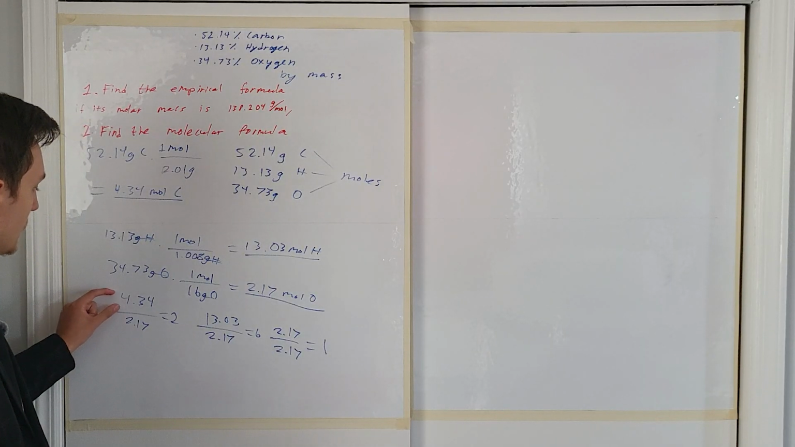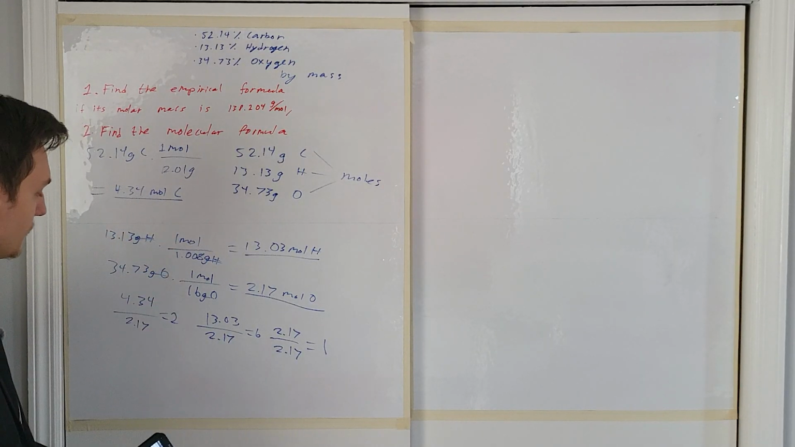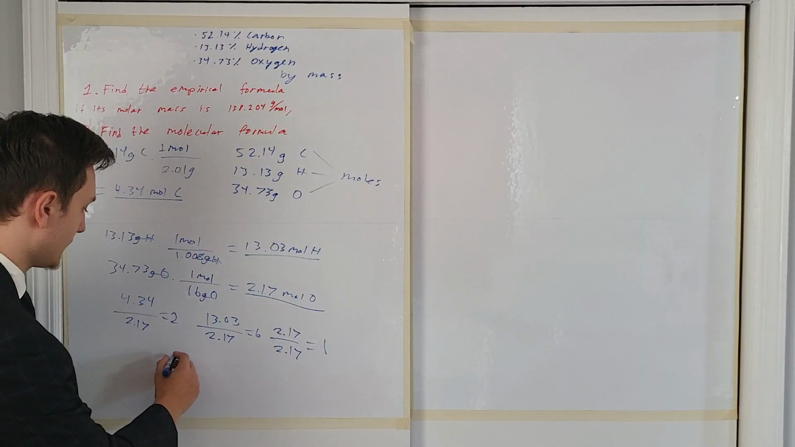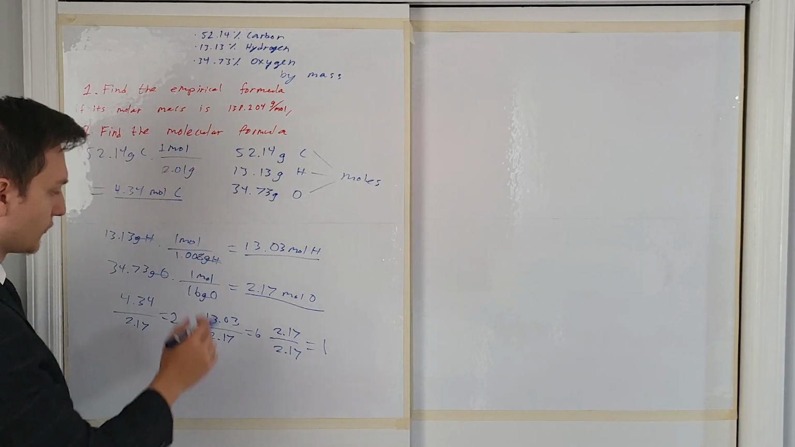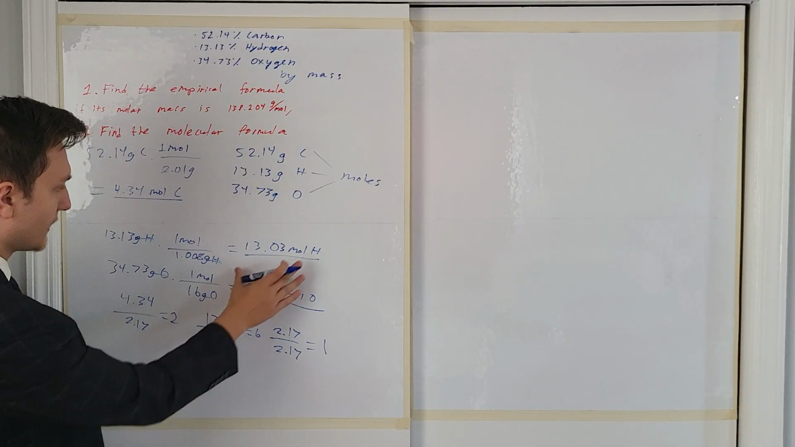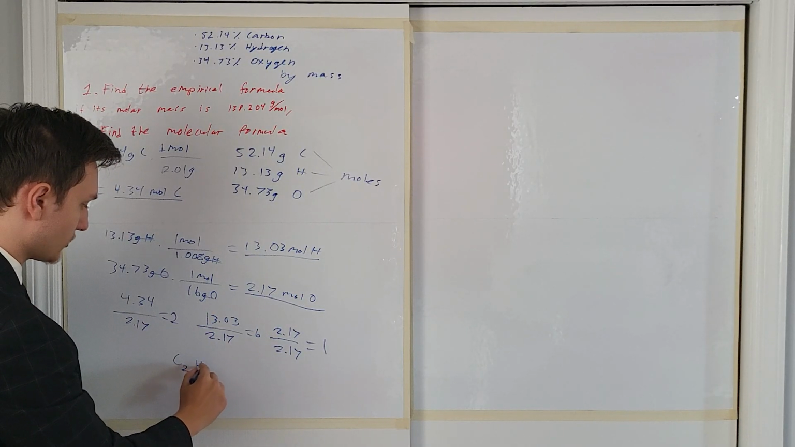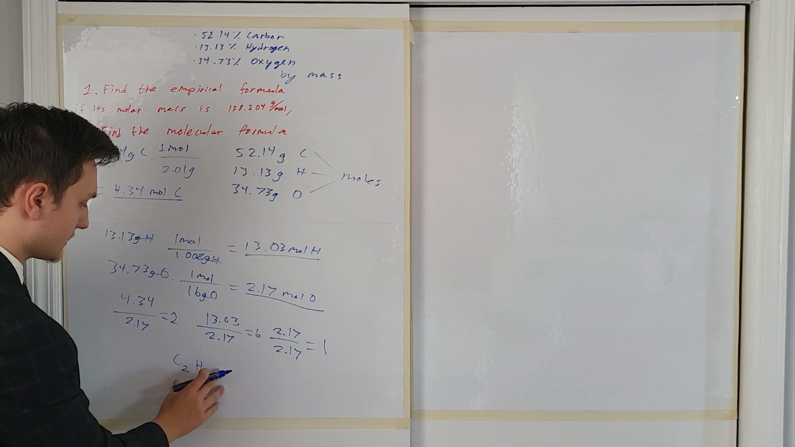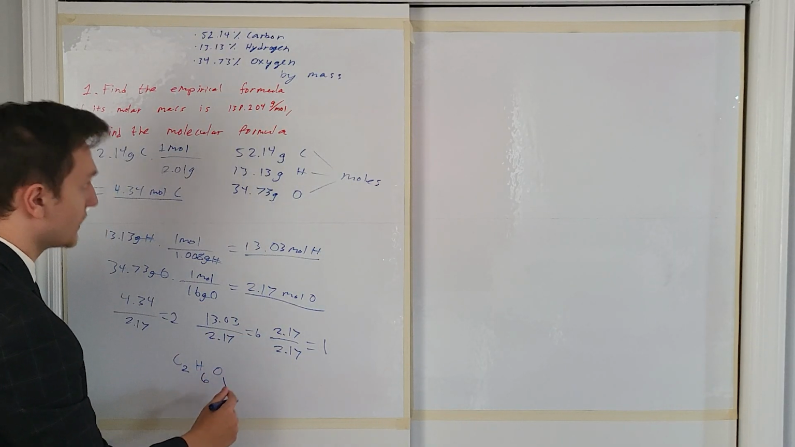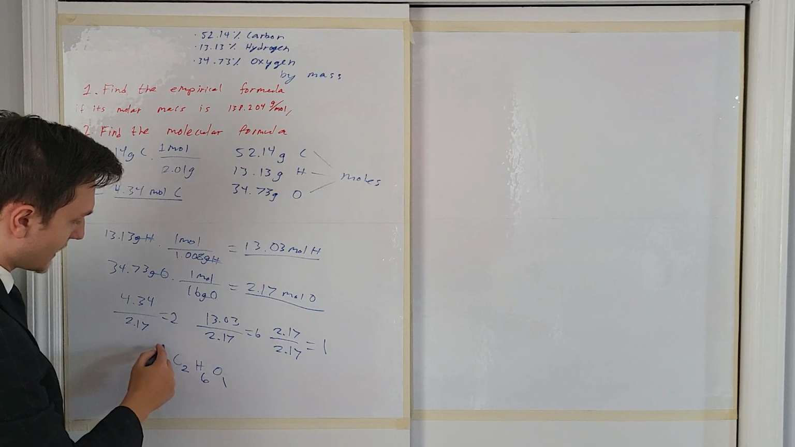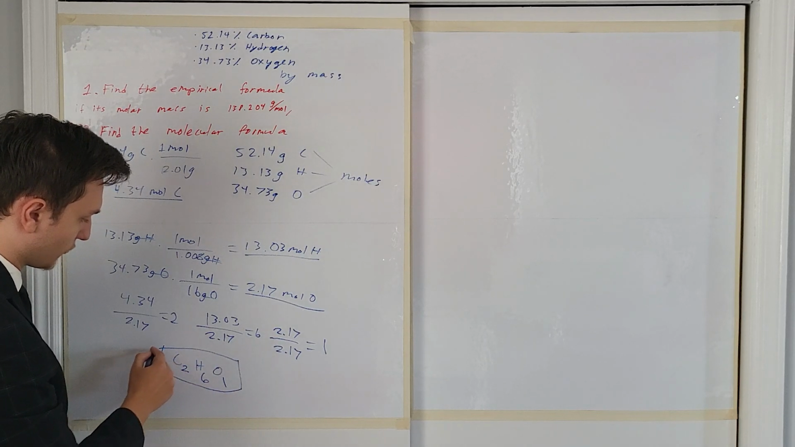I'm going to look back. 4.34 was my carbon number. So I'm going to say carbon is present twice in my empirical formula. 13.03 was my hydrogen number. So hydrogen is present 6 times in my empirical formula. And oxygen is present once in my empirical formula. And now I have my empirical formula.